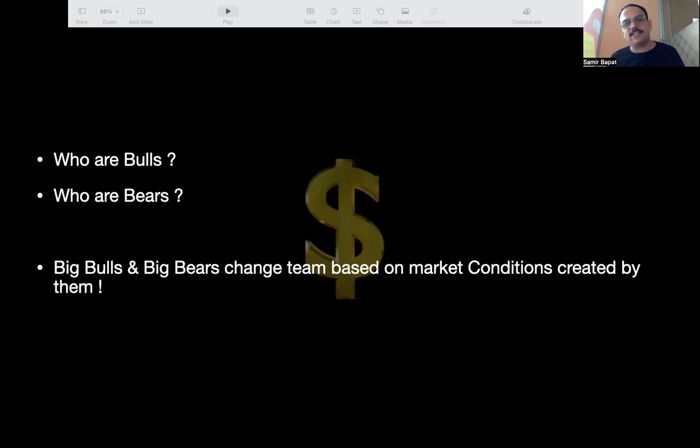So it is not that once in a bull team, you put on the t-shirt and you are always in the bull team, and if you have put on the t-shirt of bear, you are in the bear team always. You change. Like in the IPL they change teams, so you change the team. The FIIs change the team, the DIIs change the team, traders change the team. So we should also learn when they are changing the team.